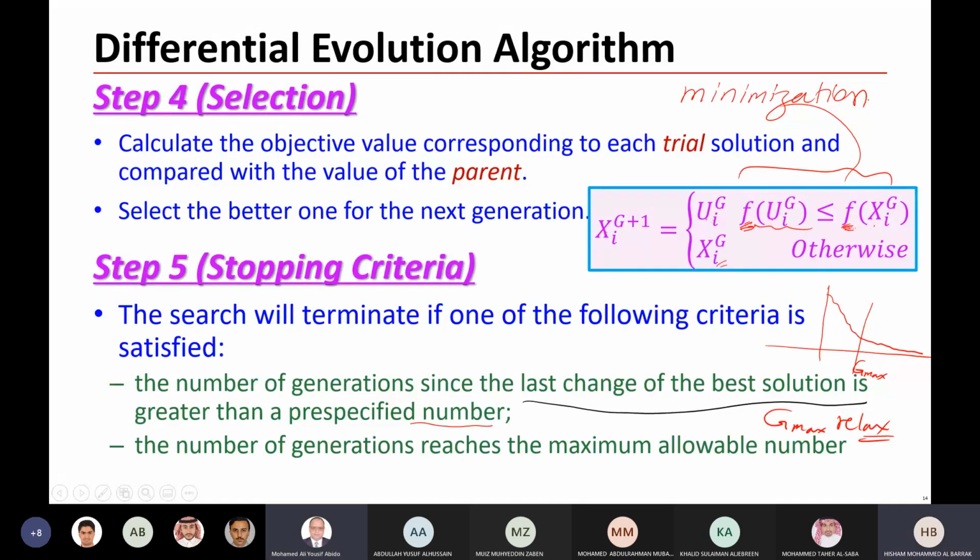So in case you hit the maximum number of generations in any optimization problem, that means you can get a better result if you relax it more.